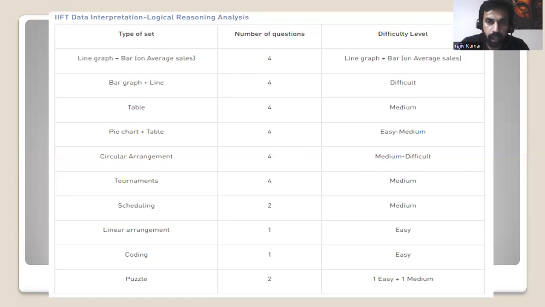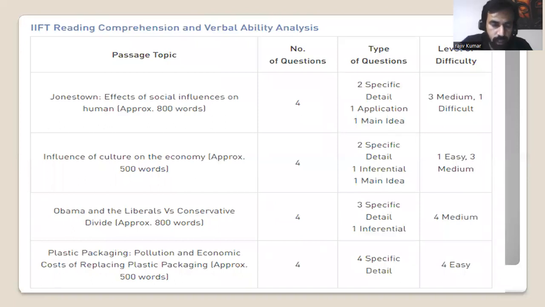So again, easy, medium and difficult is a subjective question, right? Depending upon how a person does in certain kinds of questions. So for me, it could be that linear arrangement is bad, and for you, it could be a good set to be solved, right? But overall, you will be having a mix of easy, medium, and difficult questions, right? Now, if you see the analysis of reading comprehension.